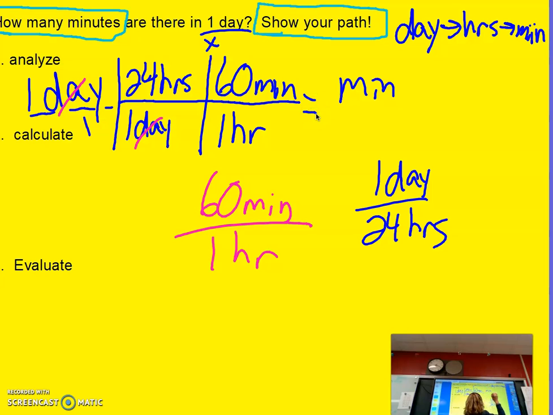And this is pretty simple because we have a lot of ones in there, so that makes it a whole lot easier. But remember, your ultimate goal is to multiply everything on top together. 1 day times 24 hours times 60 minutes. I'm going to move this over, make a little room here. And it's okay if you want to do that calculation and then write it as a fraction.